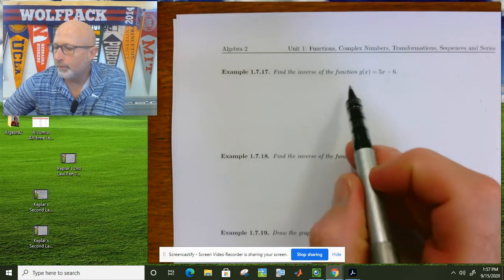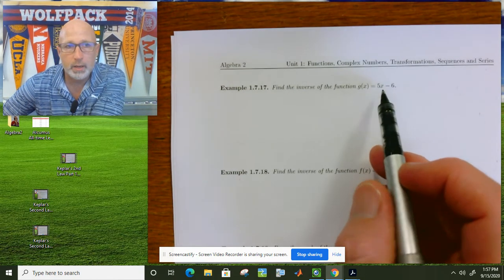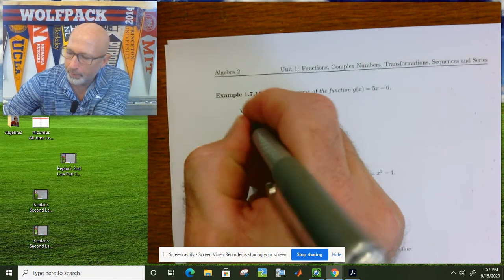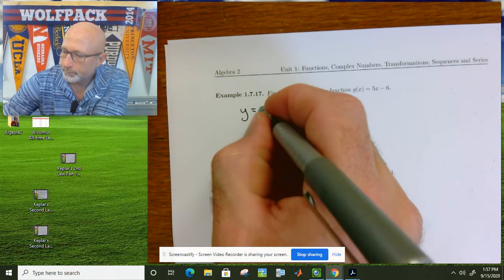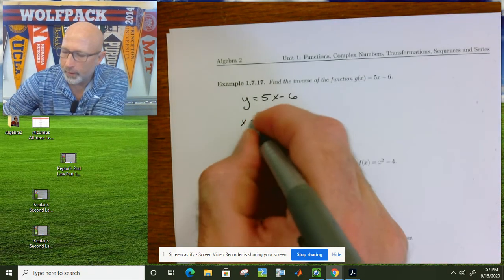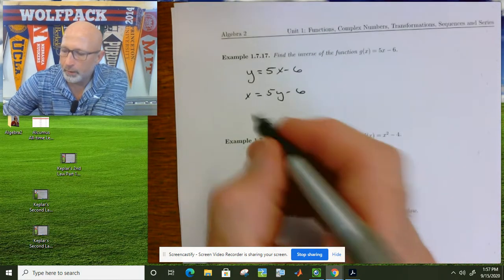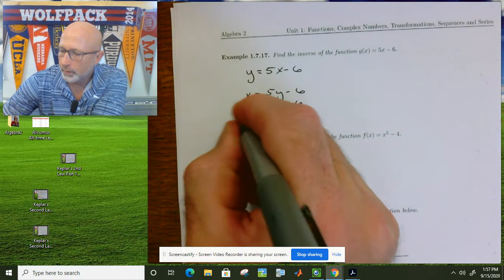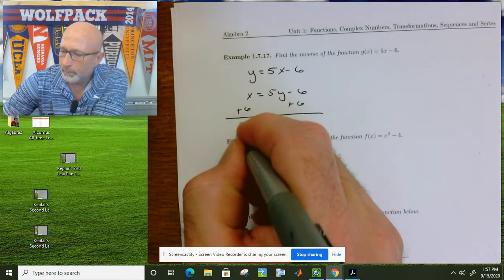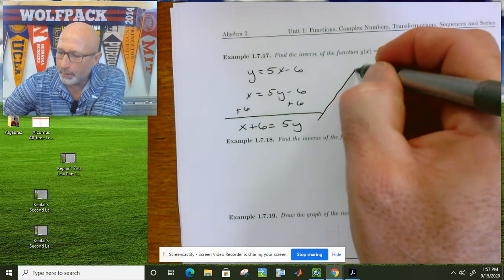Okay, next one. Find the inverse of the function g of x equal to 5x plus 6. So remember, step 1 is you just rewrite it with the y. Step 2 is you switch the x's and the y's. Step 3, you solve for y. I'm going to go plus 6, plus 6. I have x plus 6 is equal to 5y.